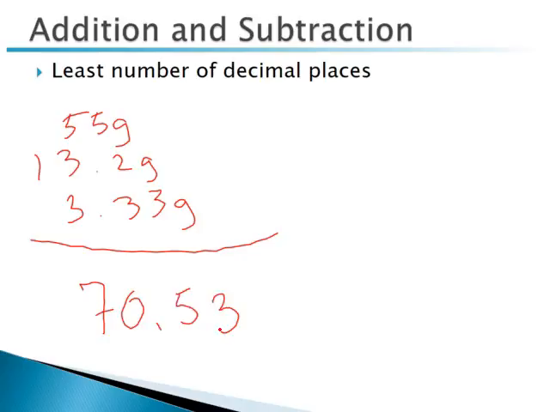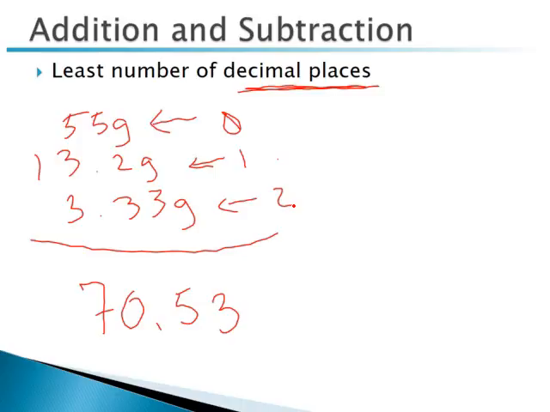70.53. Now again, we can only be as precise as our least precise value. And in that case, we are looking at decimal places because it was addition. If we look at our first value, 55, how many decimal places does it have? Well, it has no decimal places. Here we have 1 decimal place, and here we have 2 decimal places.